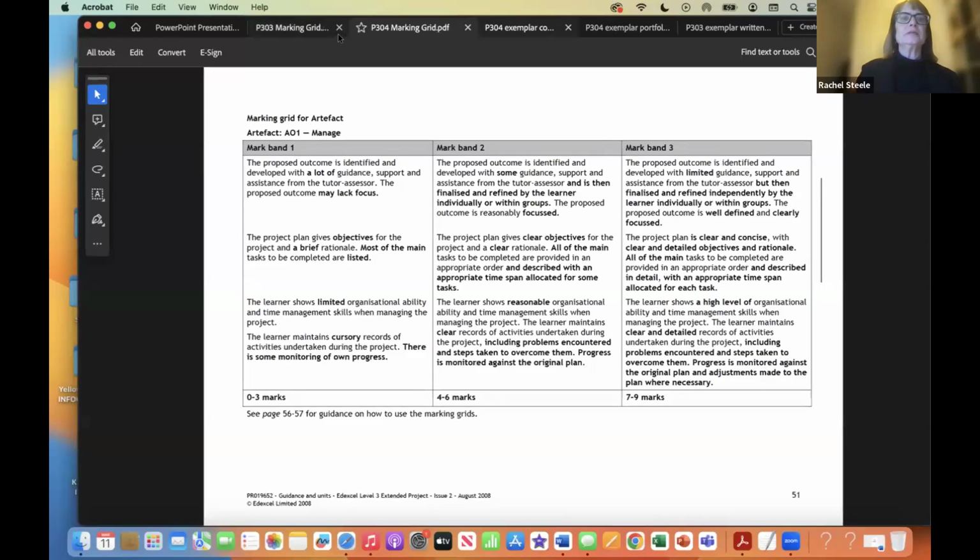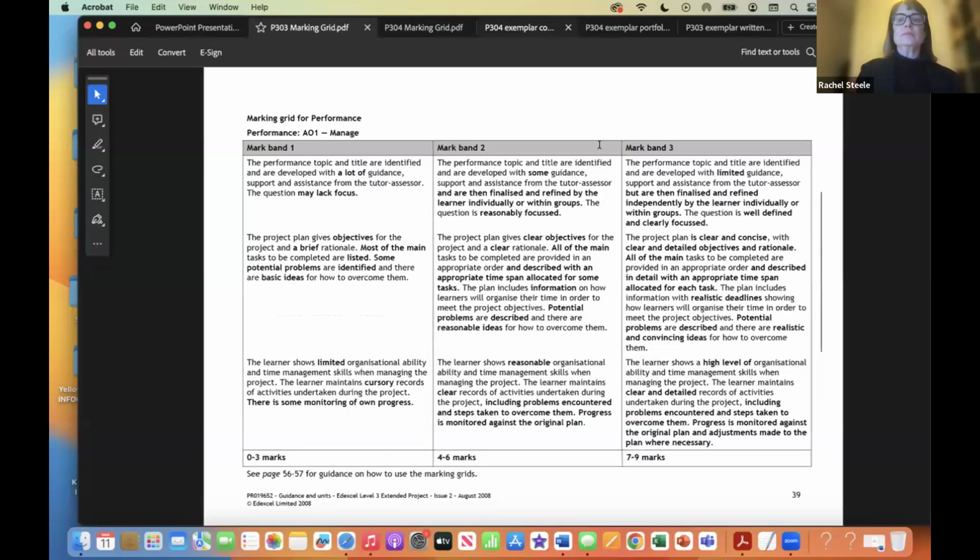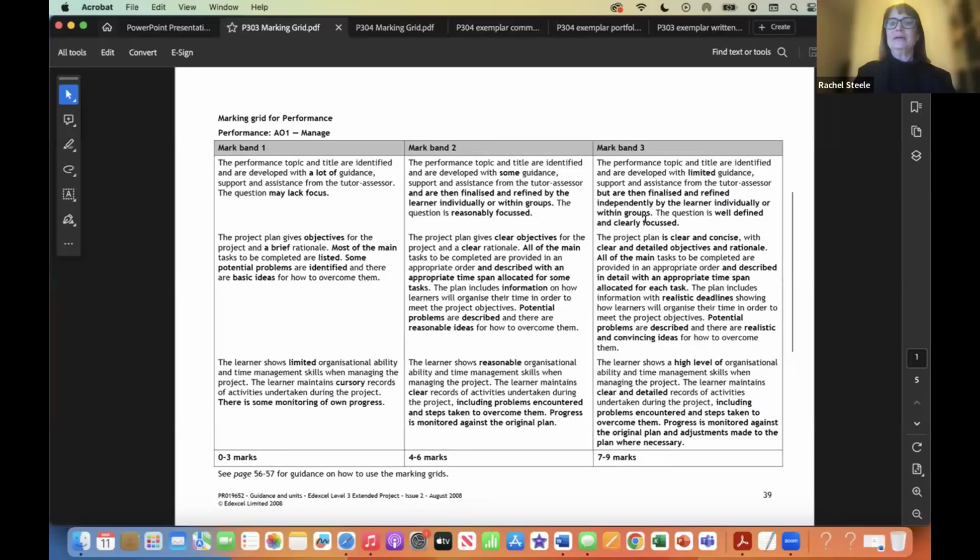I'm just sharing now, so hopefully we should see the marking grid. We'll go to the marking grid for performance, I think, first of all. Can everybody see that? Is that on your screen now? Yeah, that's good. Splendid. I'll just move a few other things over.